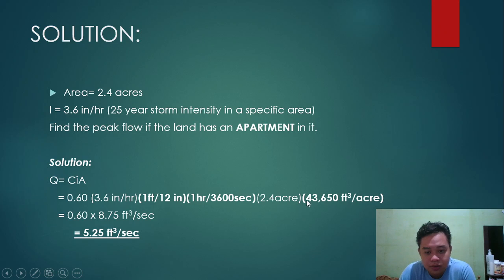So converting also this into cubic feet, multiply it by 43,560 cubic feet, then acres will be cancelled. Multiplying this, this 8.75 cubic feet per second was already converted. Then we got the answer of 5.25 cubic feet per second.